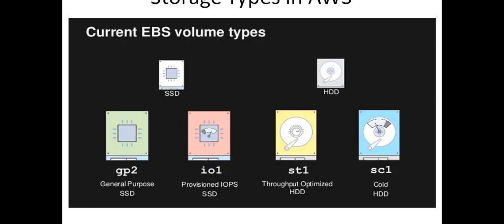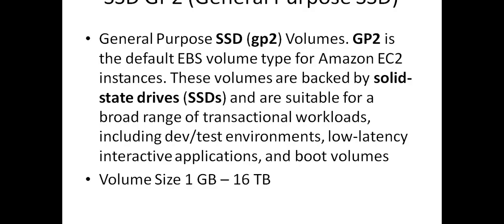Now storage types in AWS. Current EBS volume types, we are having SSDs, we are having HDDs. You can see general purpose and all these storages are there. SSD GP2 volumes: GP2 is the default EBS volume type for Amazon EC2 instances. These volumes are backed by solid state drives and are suitable for a broad range of transactional workloads, including development and testing environments, low latency interactive applications and boot volumes. The volume size could be from 1 GB to 16 TB.